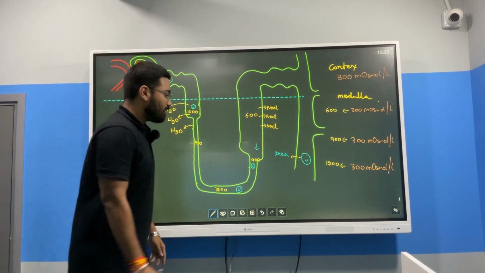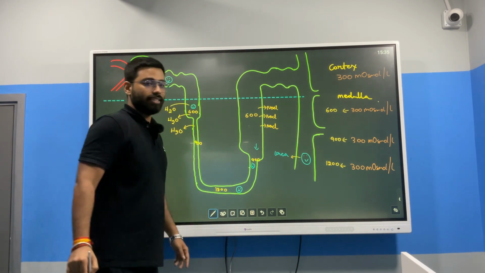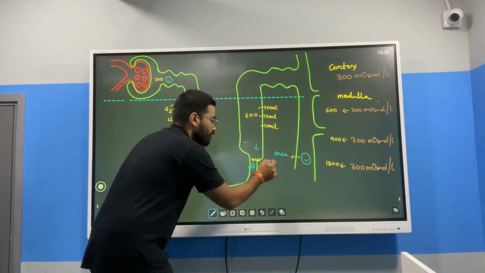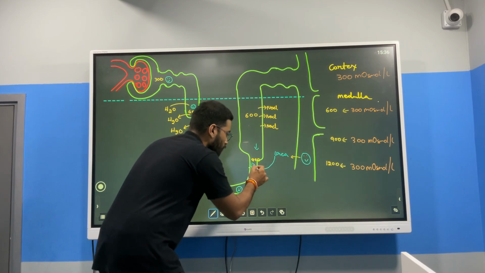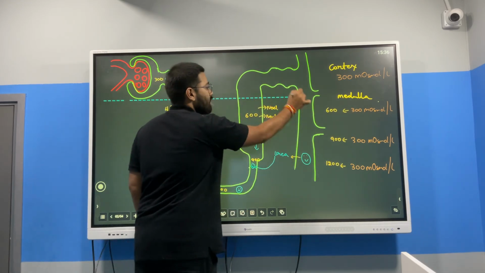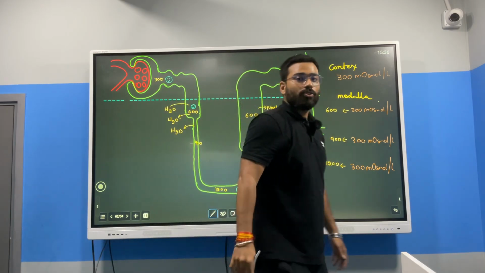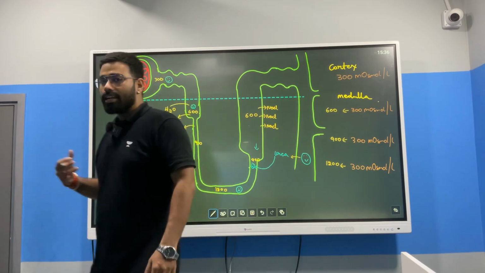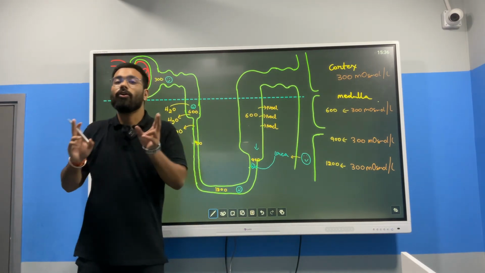And this part said that yes, I can allow you to come inside. So urea, what will happen, it will again go back into this side, then again this cycle will repeat, then again this cycle will repeat. This is known as the nephron urea cycle. Now this urea cycle will repeat to maintain the osmolarity.